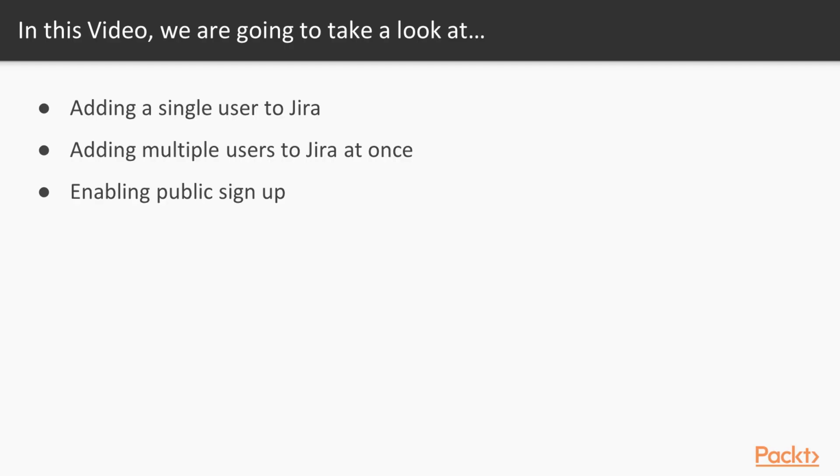Adding users. In this tutorial, we are going to have a look at the 3 ways how you can create new users in Jira. First, we are going to see how you can add a single user to Jira. Then we will discover how to add multiple users to Jira at once. And in the end, we are going to explore what is public sign up and how to enable it.